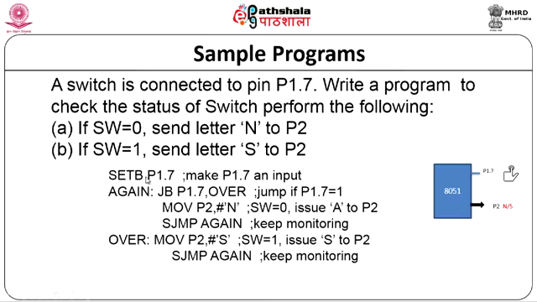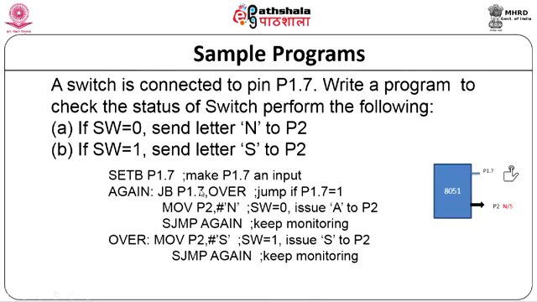Now you just see that first I did SETB P1.7. With this I am declaring this pin as an input pin. For that reason I did SETB P1.7, which makes pin 1.7 declared as an input pin. Then again there is a tag where JB, jump on bit, P1.7, over. So now I will continuously monitor pin 1.7, looking at whether it is 1 or 0.